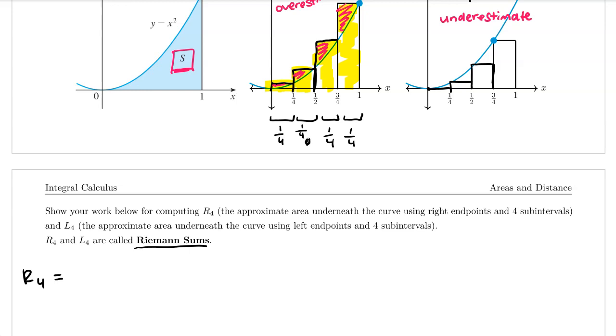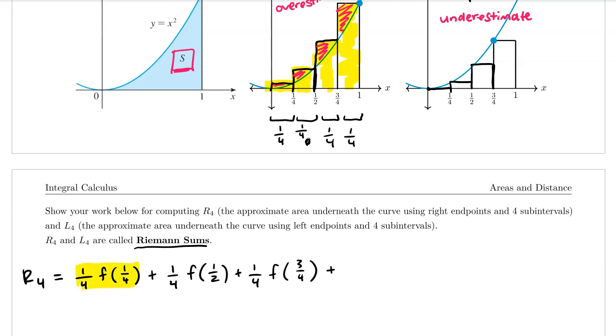So let's calculate the area of the first rectangle. It has a base of 1/4, and its height is given by f of 1/4. Then the next rectangle has a base of 1/4, and its height is given by f of 1/2. Then our next rectangle has a base of 1/4, and its height is given by f of 3/4. And then my last rectangle, notice that there should be 4 calculations.